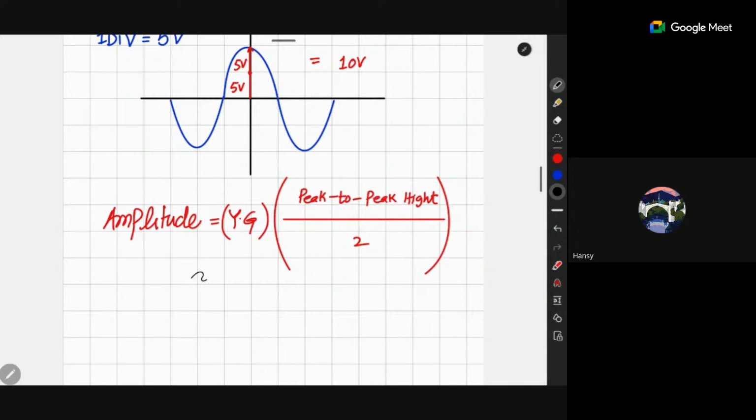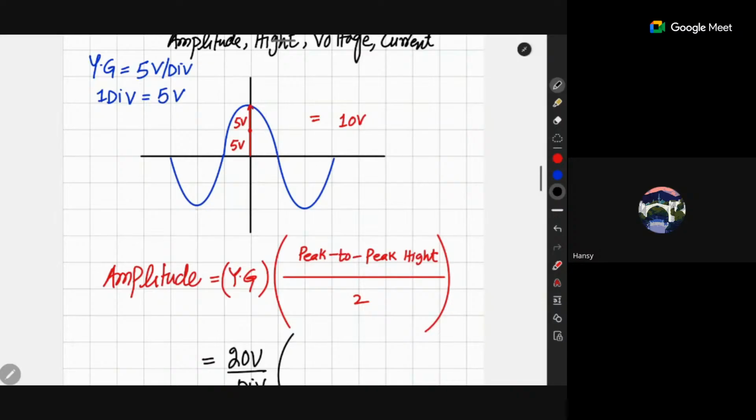For example, in simple words, I will change the y gain setting. For example, if y gain setting is 20 volts per division, right? For this wave, then what will I do? I will just consider the two peaks, the distance between these two peaks. One peak is here and the other peak is here. So how many divisions are there? Four divisions. Is it clear to everyone?